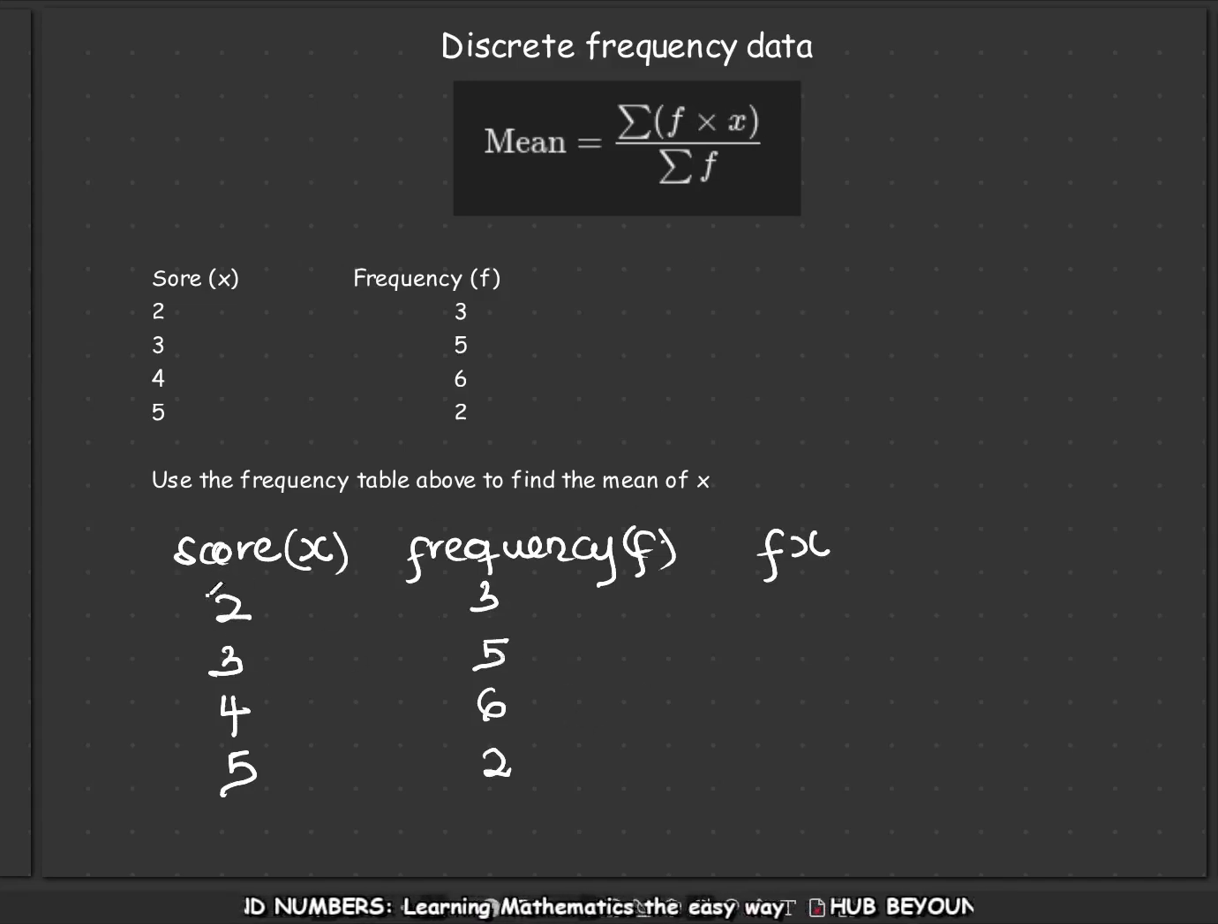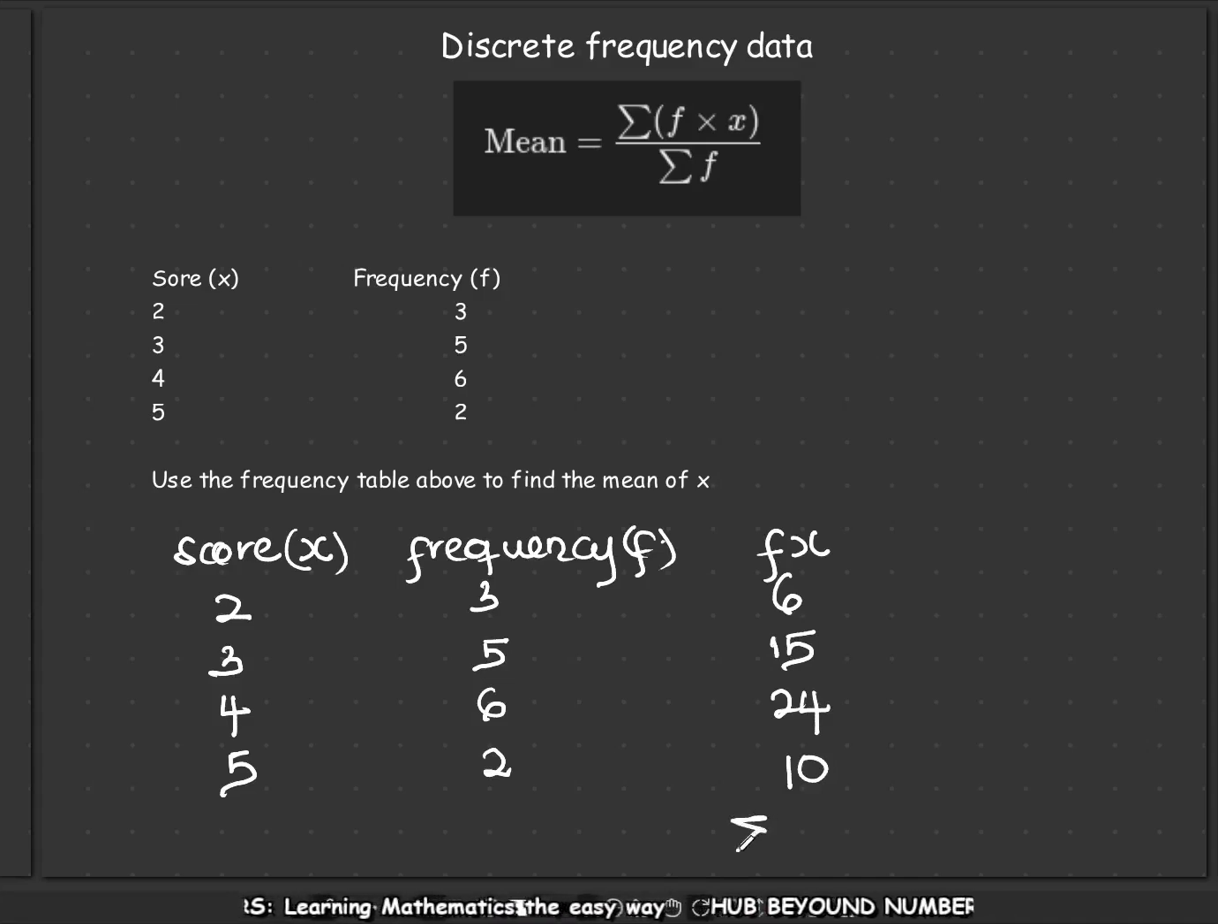So in this case, we have 2 times 3, which gives us a 6. Then 3 times 5, which gives us a 15. A 4 times 6, which gives us a 24. Then finally 5 times 2, which gives us a 10. If you're able to evaluate this, we don't have just fx, but then sigma fx. What this means is you're going to add all these values and then write their sum here.